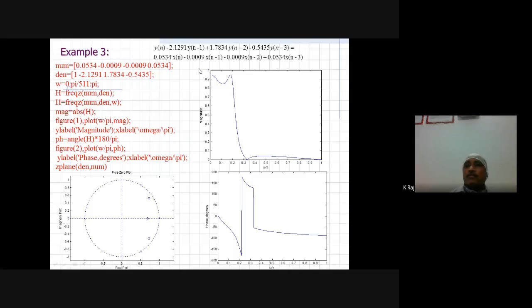And what is the order of this filter or the system? Yes, response please. Third order. Yeah. The maximum delay that is present in the equation will be considered as the order of the system. So we rewrite the response, that is the third order.